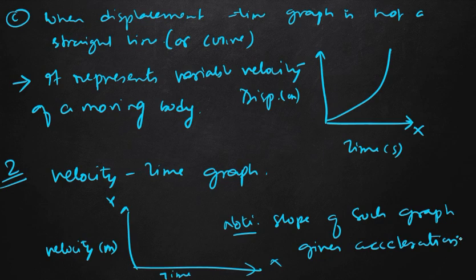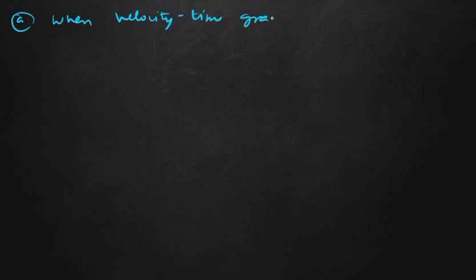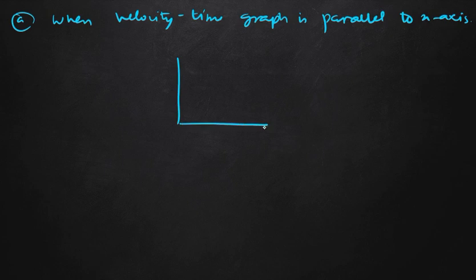Okay, so here also we have three different cases. The first case is when the velocity-time graph is parallel to your time axis, that is, parallel to the x-axis. So for this case, what will the graph look like?